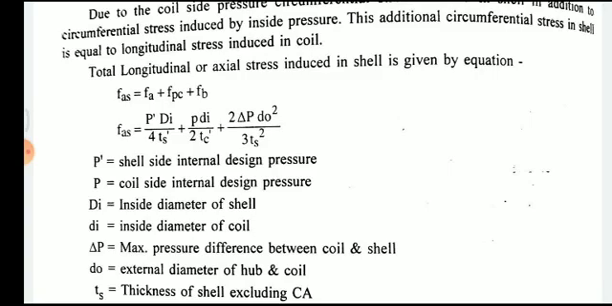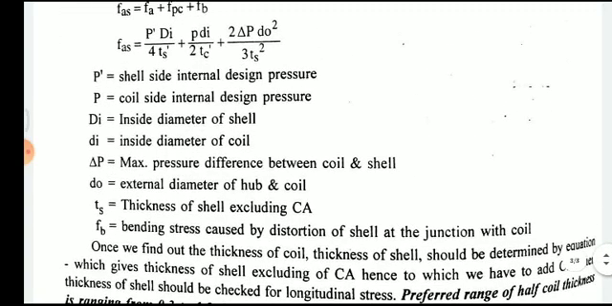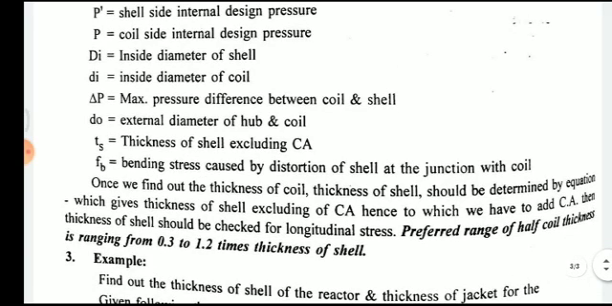So P dash की वैल्यू, P dash का मतलब क्या होता है, shell inside diameter, inside pressure design, inside design pressure, और खाली P coil side internal design pressure. DI inside diameter of coil. Delta P is the maximum pressure difference between coil and shell. D0 external diameter of coil, TS thickness of shell excluding corrosion allowance, and FB is the bending moment stress caused by the distortion of shell at the junction with the coil.